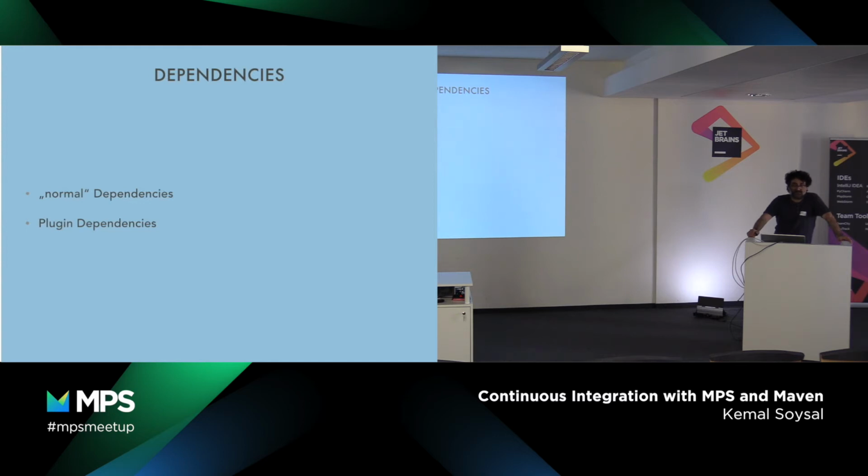So the dependencies divide into normal dependencies that you need to do your compilation or running things. That means they will provide a kind of class path that is needed to compile and create the resources and all that. And there are the plugin dependencies. The plugin dependencies are those dependencies that are not needed by your project, but by the plugins that you use.